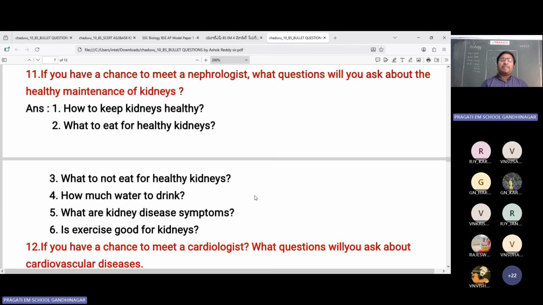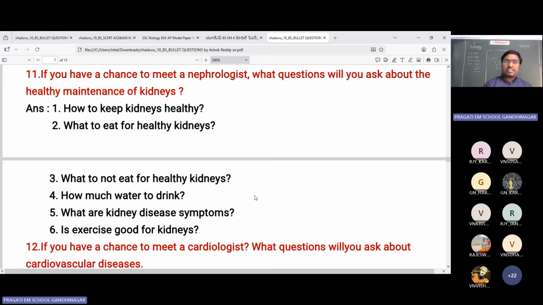First question: how to keep kidneys healthy? What to eat for healthy kidneys? What not to eat for healthy kidneys? This is about nutrition. If the person is a kidney patient, how should the person take nutrition? That is a main important point. I should ask about medication. If the person is suffering from a particular kidney problem, try to ask about the symptoms, how the symptoms will be. Like that, you can frame some questions. So, what are the kidney disease symptoms? Is exercise good for kidneys? Like that, you can ask some important and relevant questions for this question.